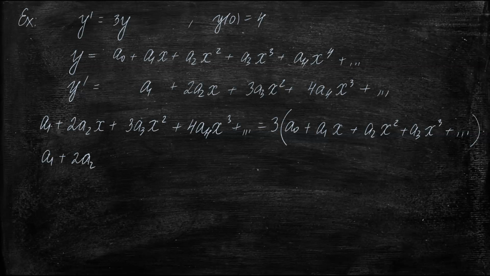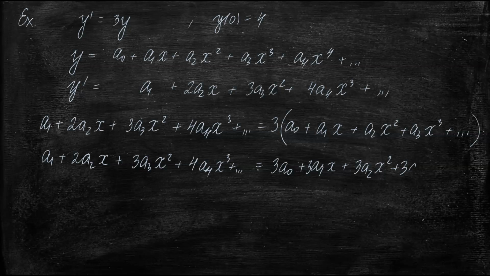So the left hand side remains the same. But the right hand side is now 3a0 plus 3a1 x plus 3a2 x squared plus 3a3 x cubed, etc. And now we have two power series on the left and on the right.